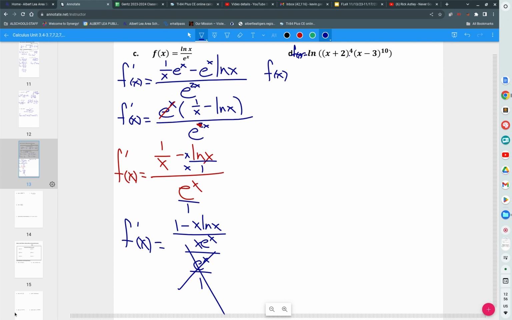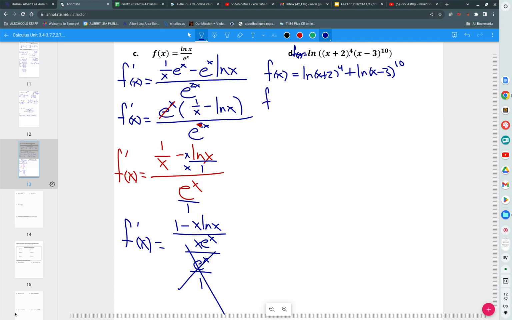Okay, let's give it a shot. What you have to be able to see here is this is the natural log of x plus 2 to the 4th power plus the natural log of x minus 3 to the 10th power. So you could take a product that sits within a logarithm and separate it into two logarithms using addition. That is the product rule for the laws of logarithms. Now what can you do? Bring the 4 and the 10 out front, right?